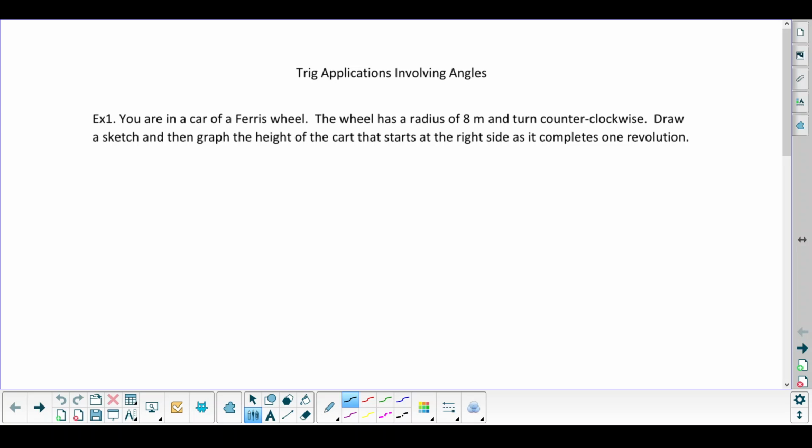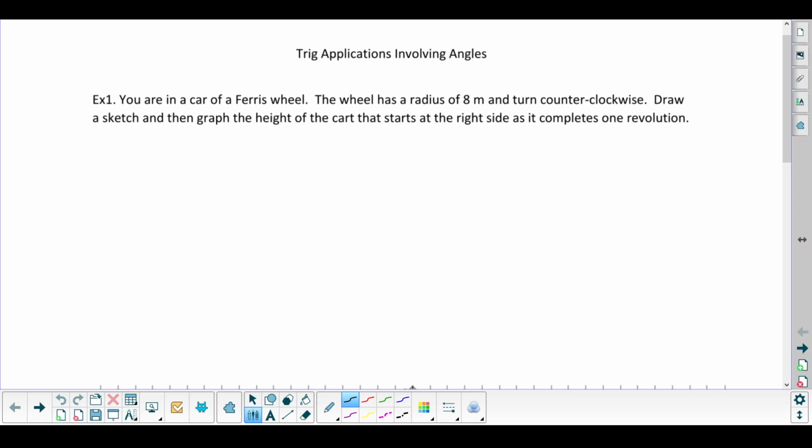All right, today we're going to be looking at applications of our trig functions involving angles. So the first example here is you are in a car of a Ferris wheel. The wheel has a radius of 8 meters and turns counterclockwise. So that'd be this direction. Draw a sketch and then graph the height of the cart that starts at the right side as it completes one revolution.